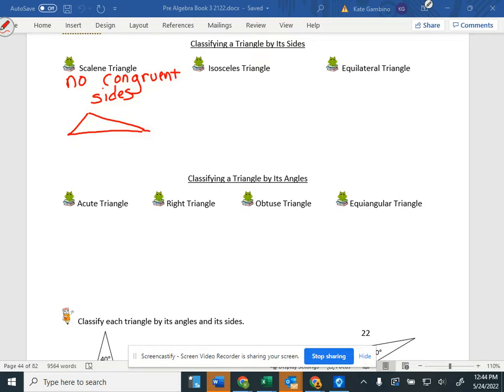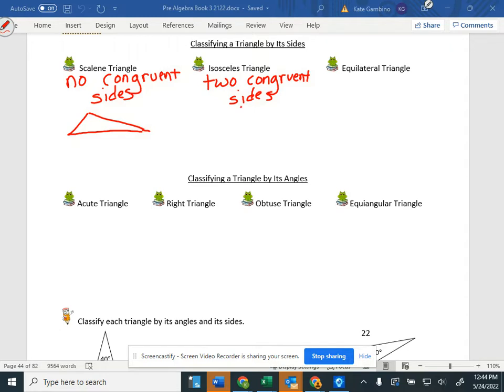What does an isosceles triangle mean, Joseph? 2 or more equal sides. 2 congruent sides. Well, sometimes there can be 3. What do we call it if there are 3? So we use that term equilateral. I think on Khan Academy, they just used isosceles. But on our test, we'll do isosceles with just 2 congruent sides.